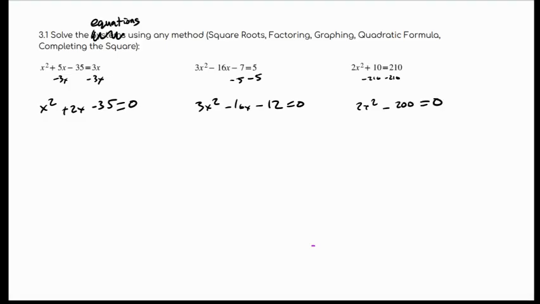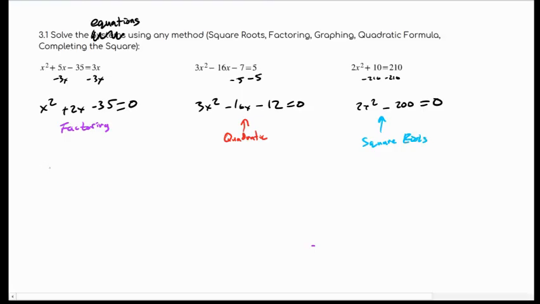When I see that my a value is 1, I'm going to try factoring first. Again, it may or may not work out. When I see an a value that's not 1, I usually think maybe the quadratic formula. And when I see no b value, that's usually when I'm going to use square roots.